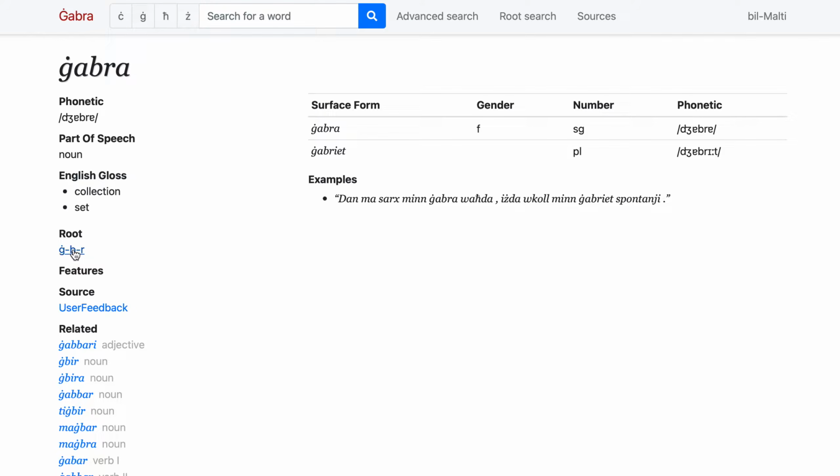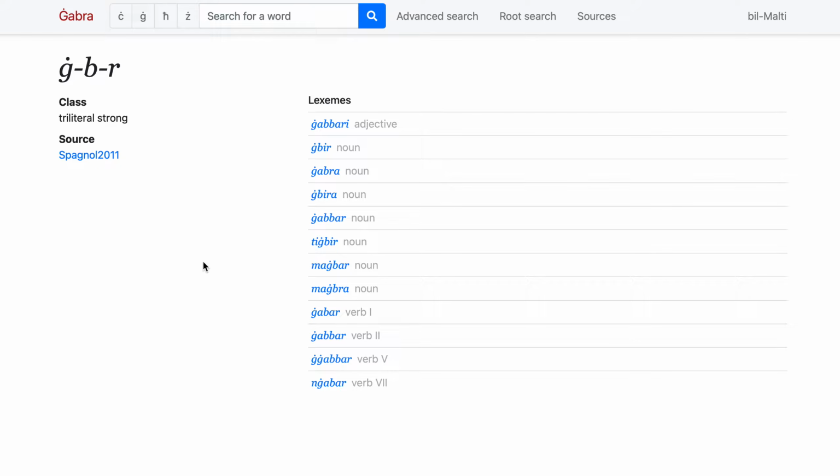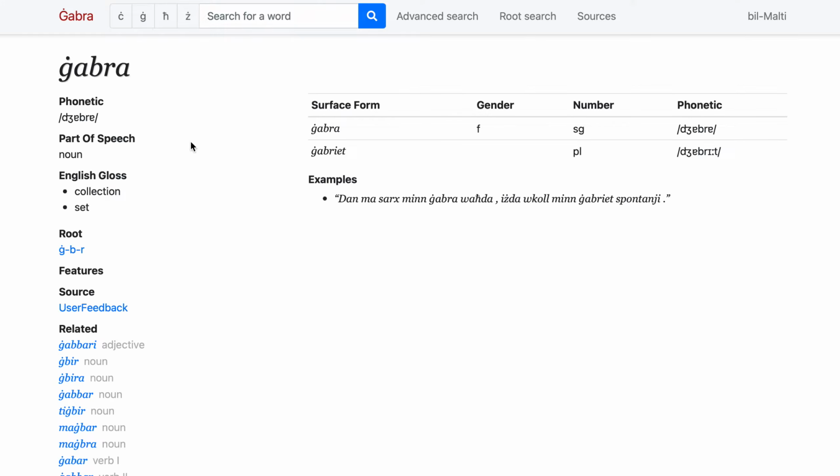Now, if you click on these rules, you will also find all the adjectives, nouns, and verbs that are using these three root consonants. Maybe you know this, most Maltese words have three root consonants, and then they add some things and vowels, etc., to make the different adjectives, nouns, and verbs. So Ġbira, Ġabar, Ġbir, and they are mostly related to the same topic here, collection. All right, let's get back to the Ġabra.